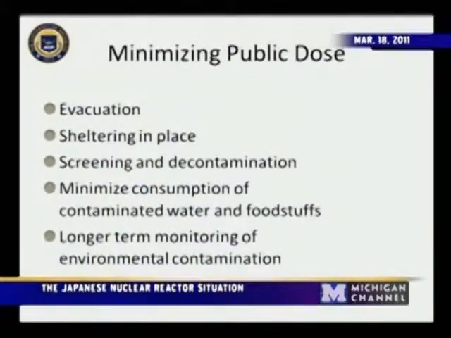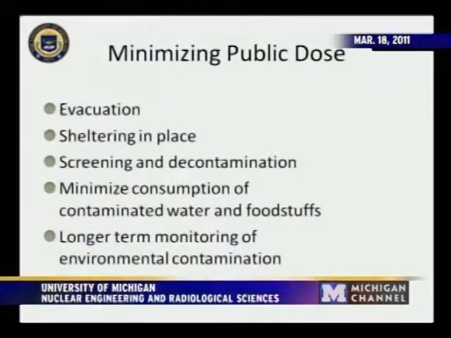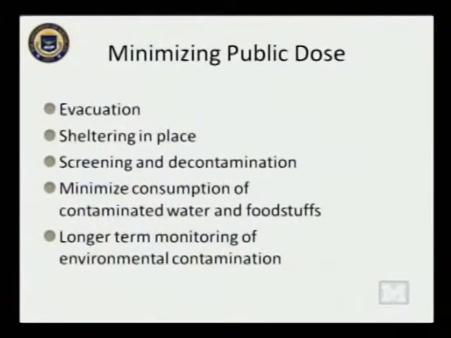How would we minimize public dose, which brings up another Chernobyl issue? There are things that will be put into place to protect the population. We've already seen evacuation and sheltering in place. Evacuation zones can also be increased. Screening and decontamination. At this point, you may see clippings on TV where they have detectors and they're checking people for contamination coming out. Well, that's a very good thing to do.